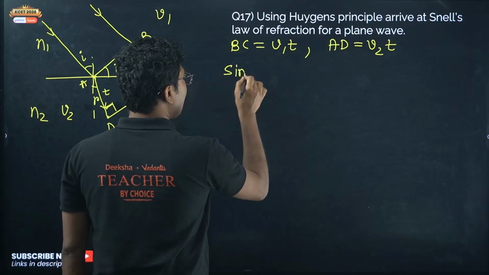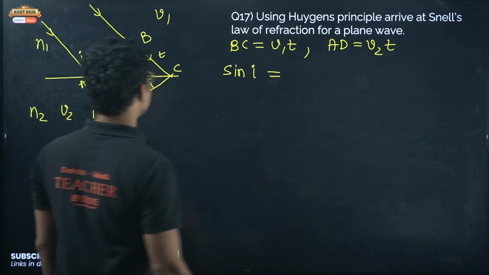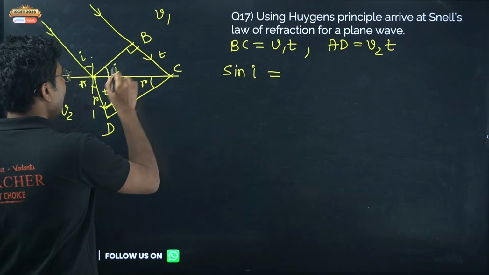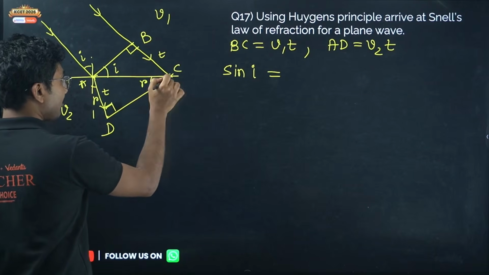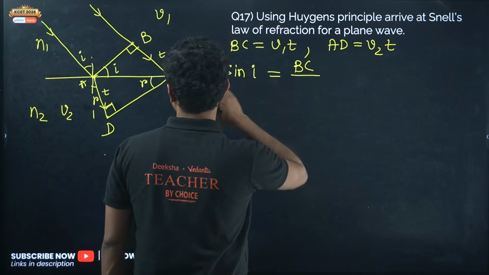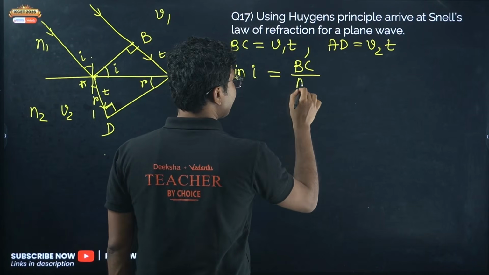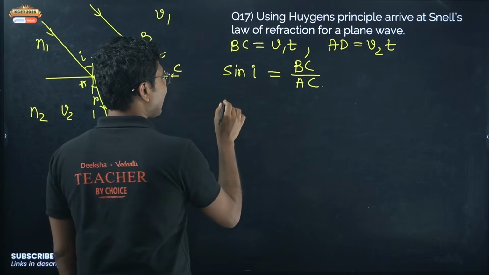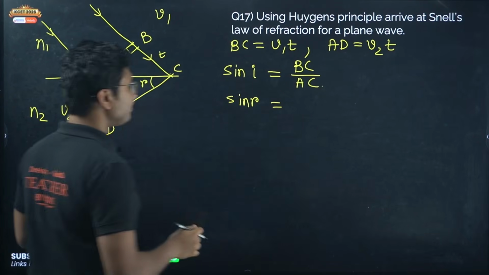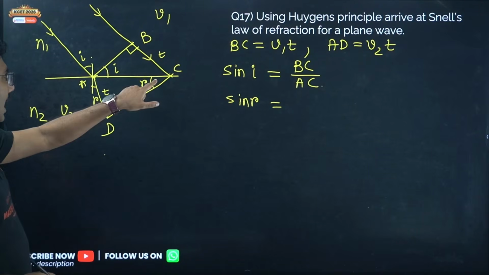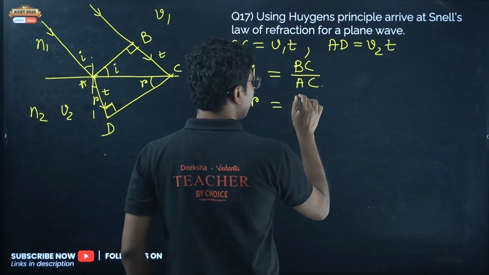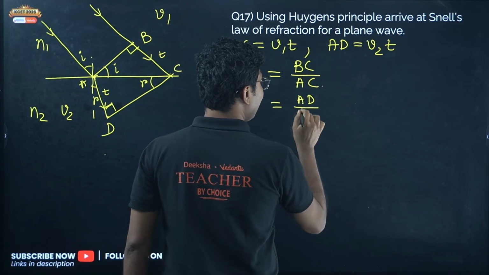So what is sin i? Sin i is perpendicular by hypotenuse. Perpendicular is BC by hypotenuse, which is AC. And what is sin r? Sin r is, again this is r, so perpendicular by hypotenuse, where the perpendicular is AD divided by AC.